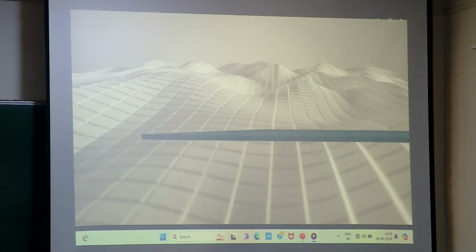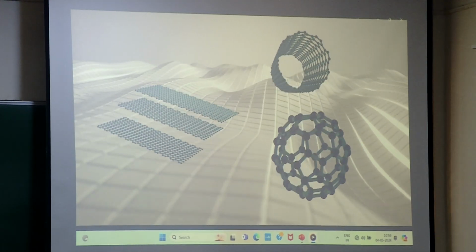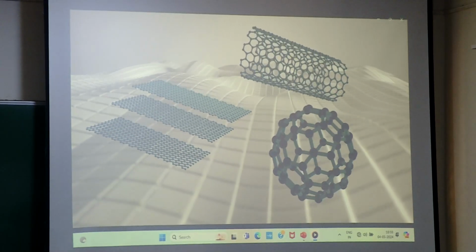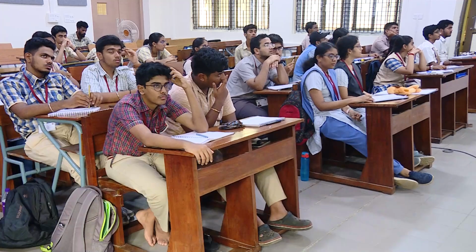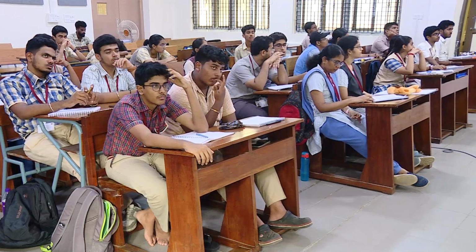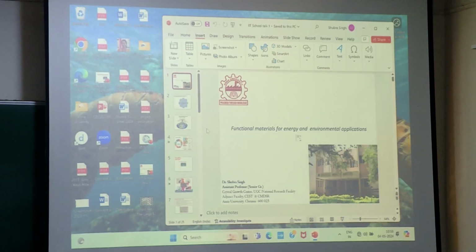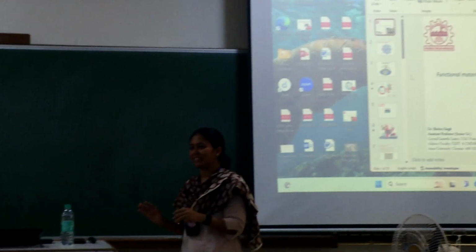And when all the dimensions are in the same range, 1 nanometer, you will have a very large increase in surface area. So these are various carbon allotropes which are nanomaterials, and they have a very high surface area. Okay, so I will stop with this. I hope you will remember something after this class. If you have any more questions, I am ready to take.